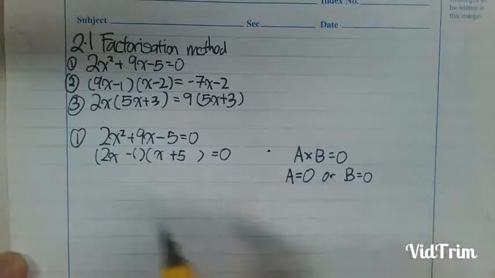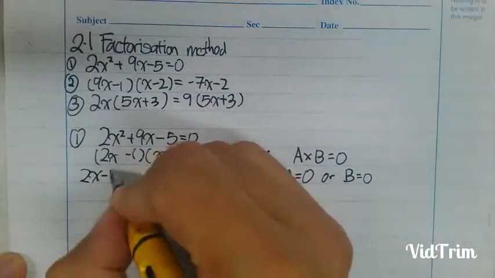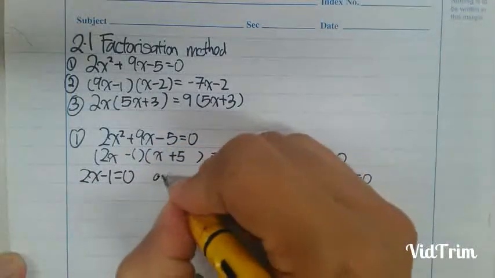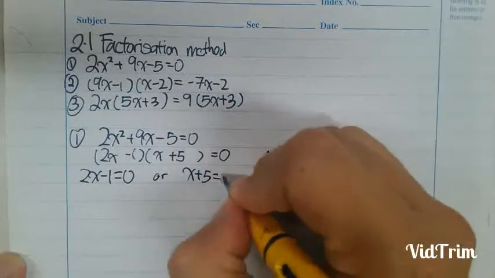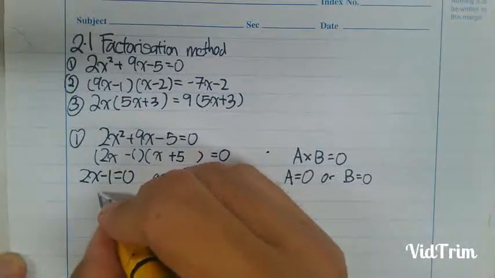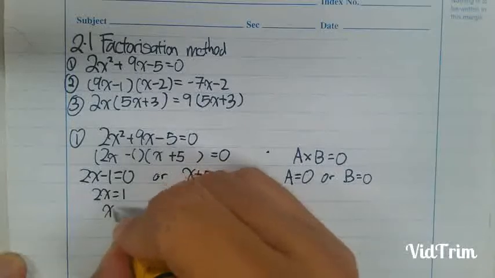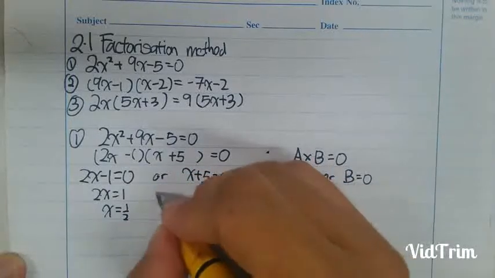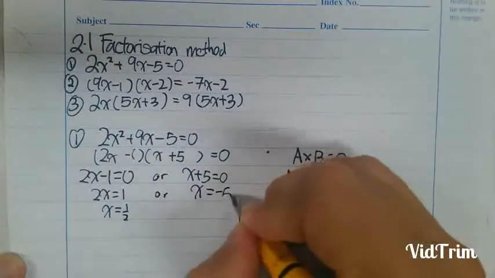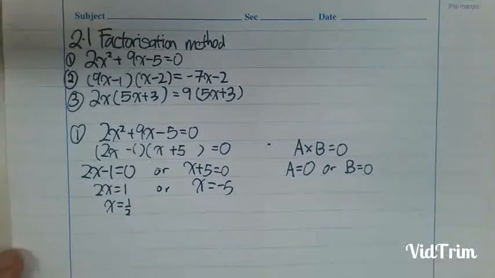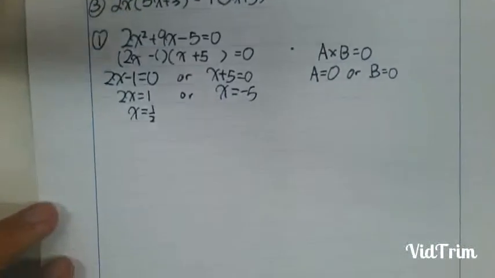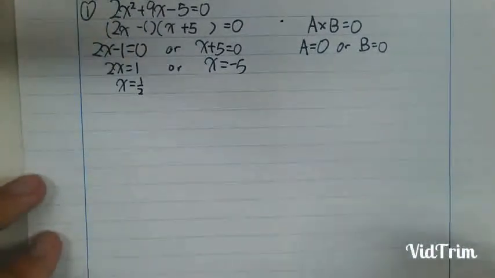So, down here we have 2x minus 1 is equal to 0 or x plus 5 is equal to 0. Quickly we solve it. 2x equals 1, x equals half, or x is equal to negative 5. And we are done with question 1. Let us now move on to question 2.